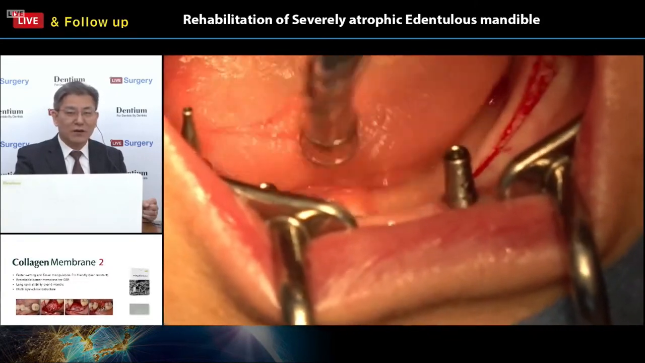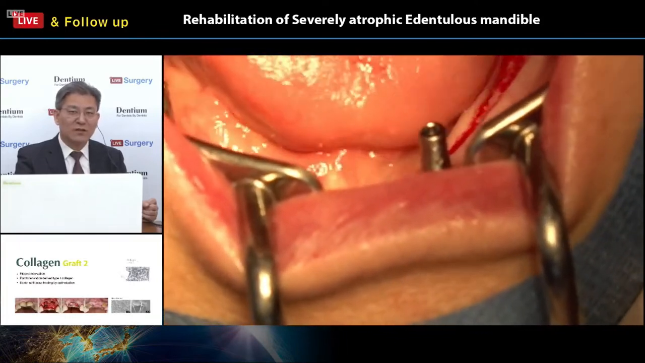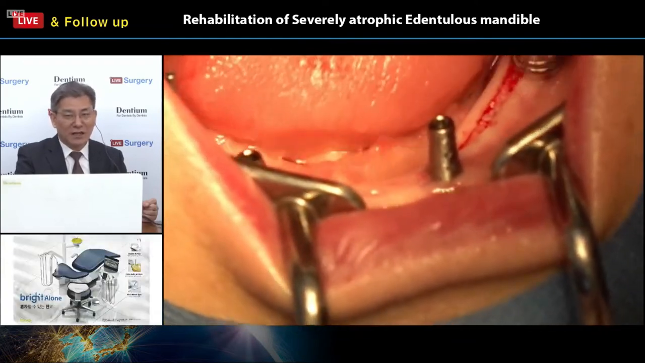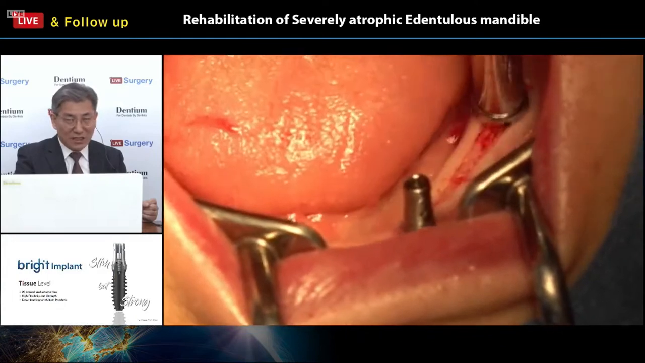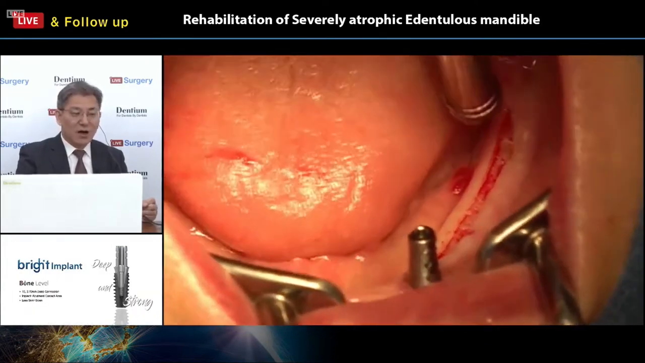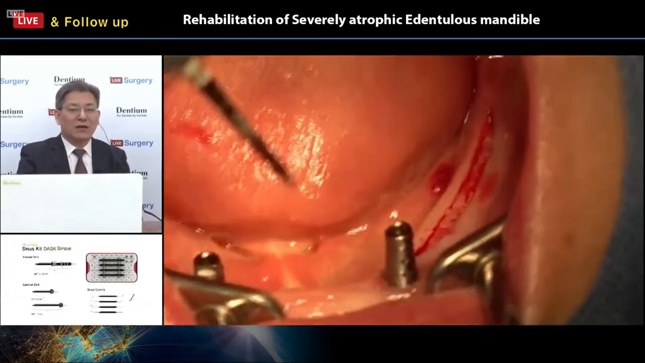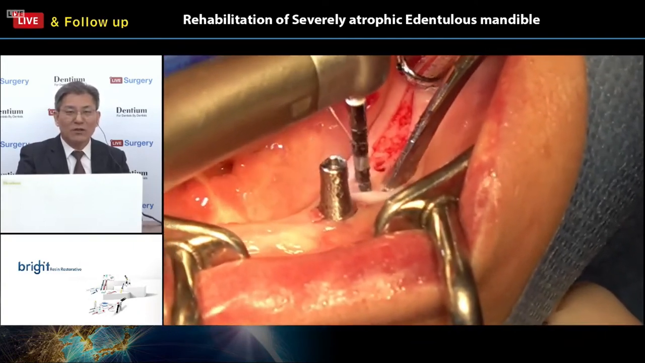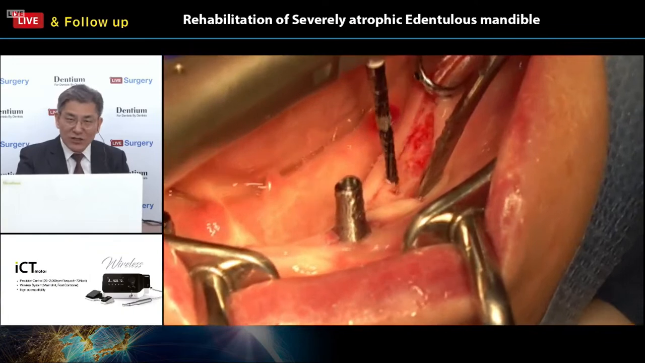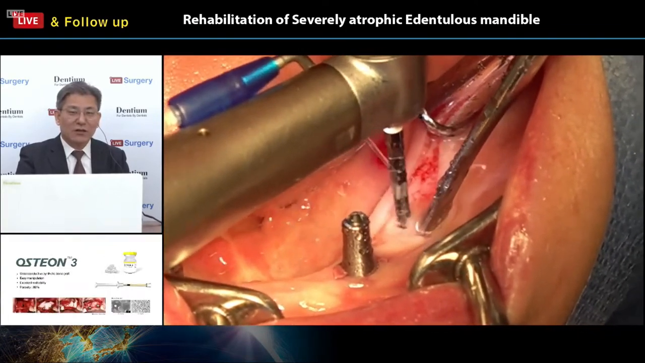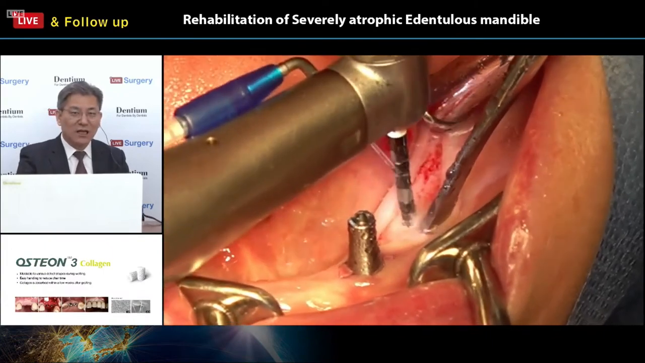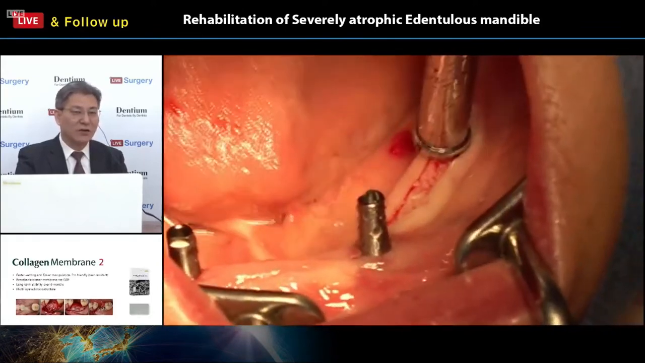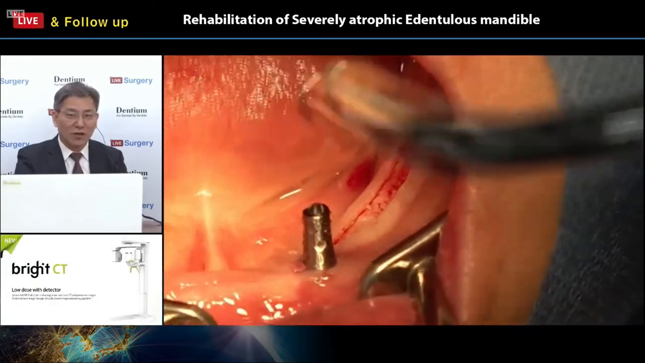Actually, this patient has enough vertical available bone, so Dr. Chung is not cautious about the mandibular canal when he is drilling. However, with a patient who has a small vertical height of available bone, you have to be cautious. During the drill, you have to recognize the underlying mandibular canal, right? These are very basic and essential points when you drill the lower mandible for osteotomy.